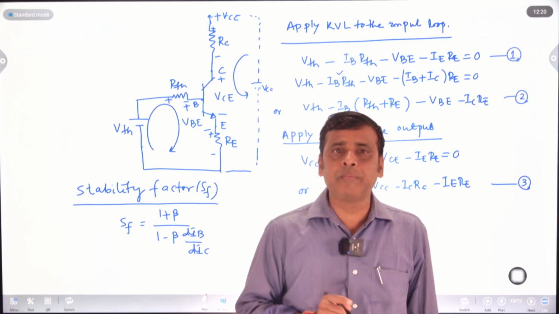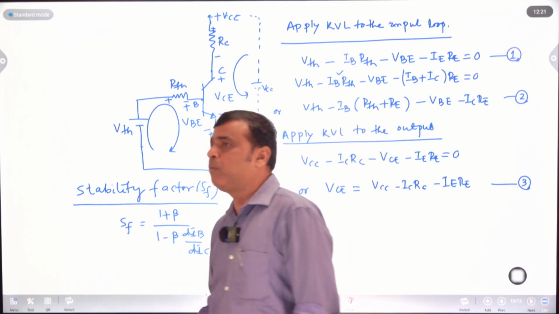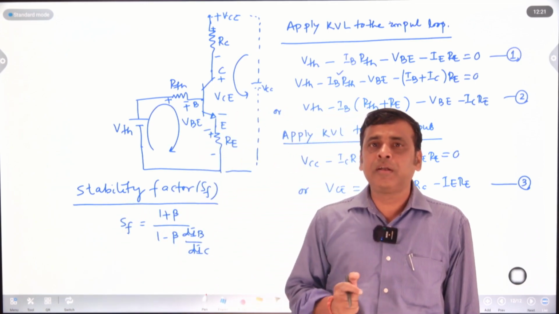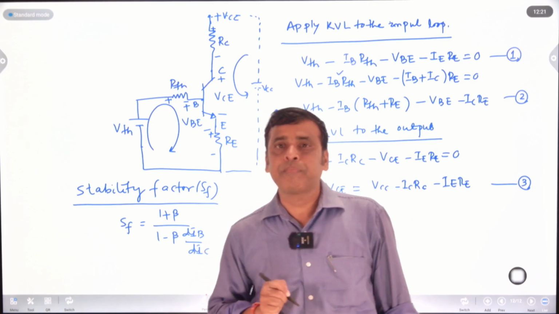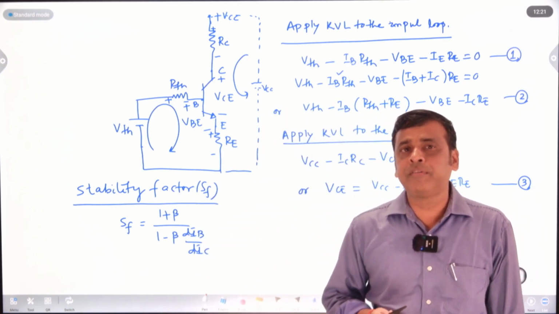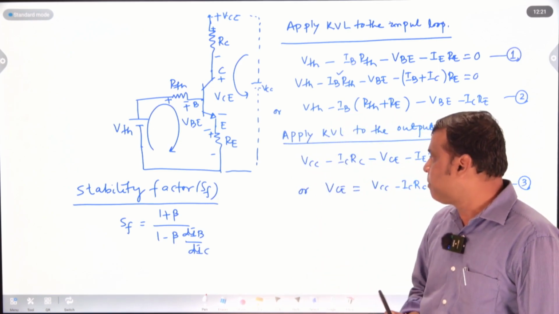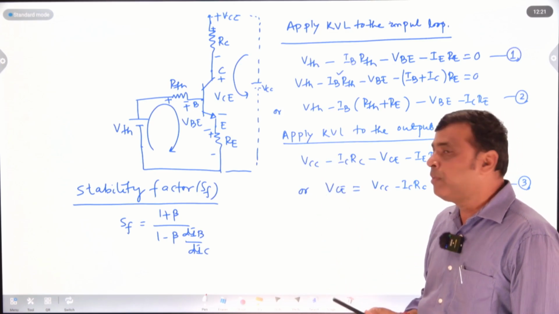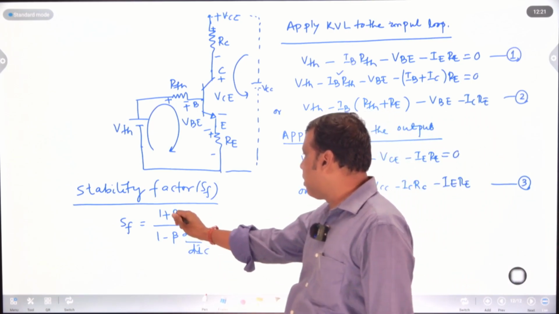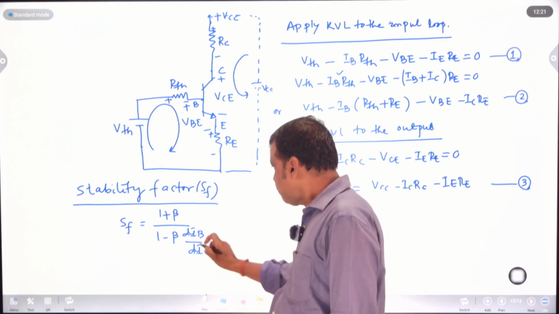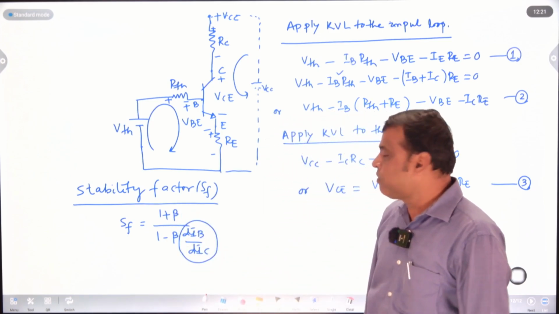We have to avoid the biasing scheme if we do not properly select the particular values of IC and VCE. The stability factor means that the operating point, IC and VCE, should be independent of the variation of the transistor. In particular, to analyze whether the voltage divider biasing scheme is suitable for transistor biasing, we use the stability factor expression SF equal to 1 plus beta divided by 1 minus beta dIB by dIC. Beta is a constant, and dIB by dIC is the differentiation of base current with respect to collector current.